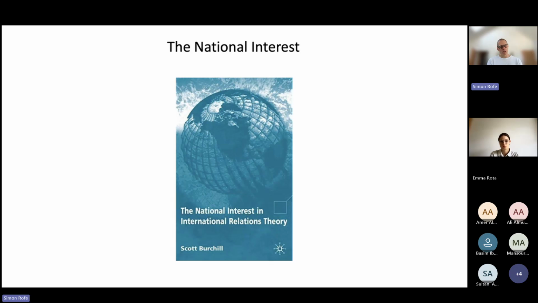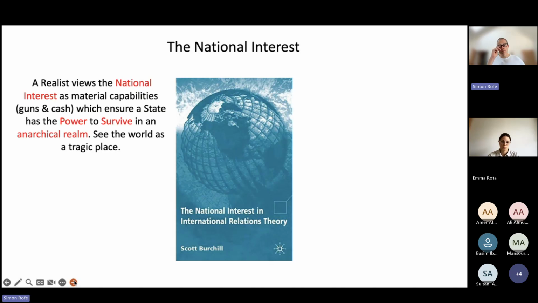Scott Burchill is a leading scholar in this regard, and I offer up his book here, mindful that it gives just an insight. That's all I'm suggesting. It's by no means the final word, as subsequent slides will share. But what it does capture is those different interpretations.